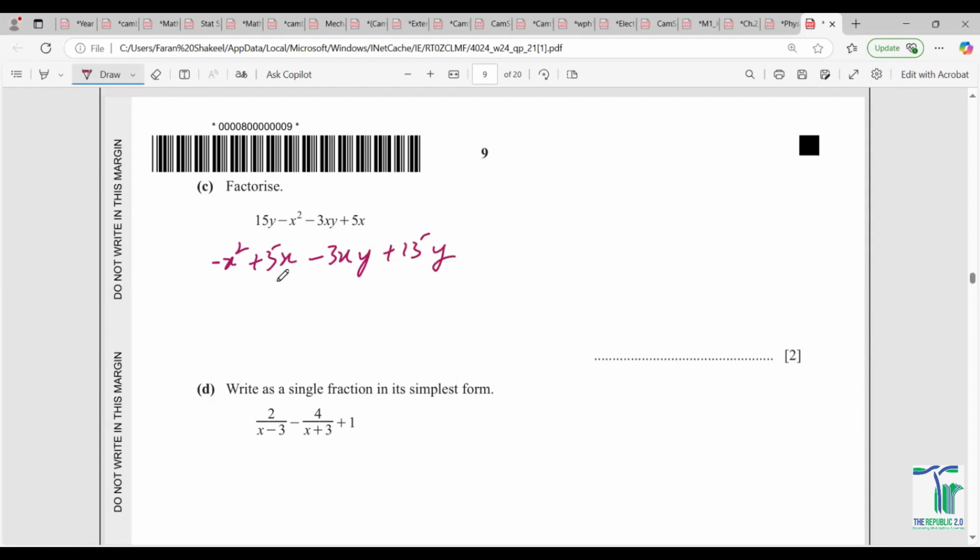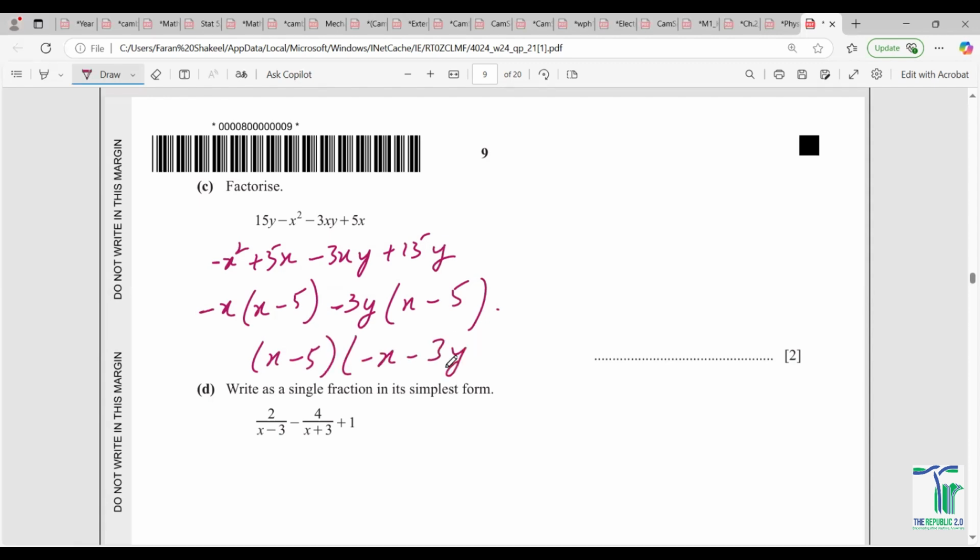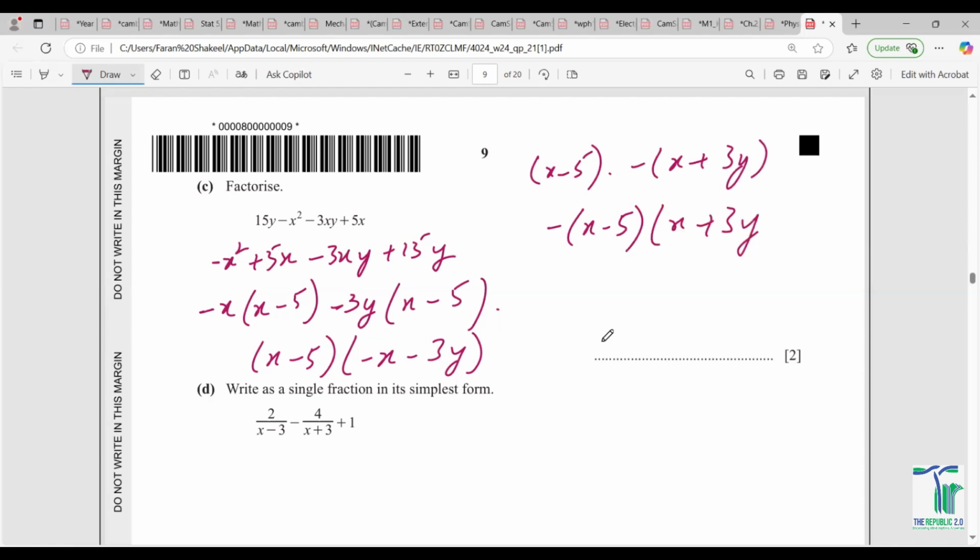Now the common thing between the first 2 terms is negative x, and you'll be left with x minus 5. The common thing between these 2 terms is negative 3y, and you'll be left with x minus 5. Now the common thing between both of them is x minus 5, and you'll be left with negative x negative 3y, right? You can also further simplify it. Just take the negative outside of these brackets, and you would be having x minus 5 times negative of x plus 3y. So you should be having negative of x minus 5 times x plus 3y, and that is going to be your final answer. So x minus 5 times x plus 3y.